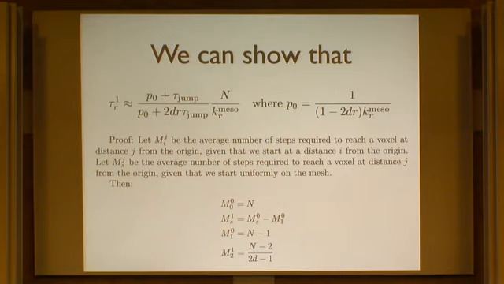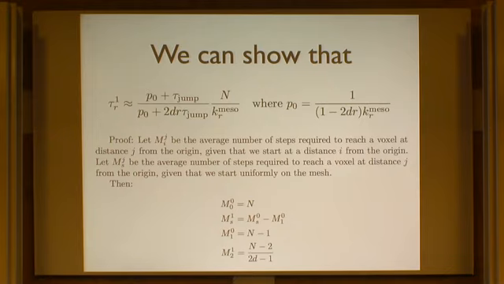If we let Mij be the average number of steps to reach voxel distance j from the origin, given that we started at voxel distance i, and we let Msj be the time until we reach voxel distance j, given that we start uniformly on the mesh, we can derive these expressions. This is from the theorem by Montroll. This is saying that the time to get back to the origin voxel is just n, the number of voxels. We can get this from this, which is also from Montroll, and then we can get these recursively, and they're fairly straightforward.